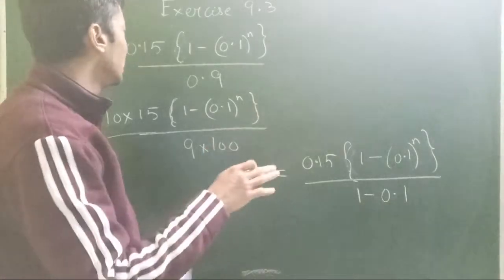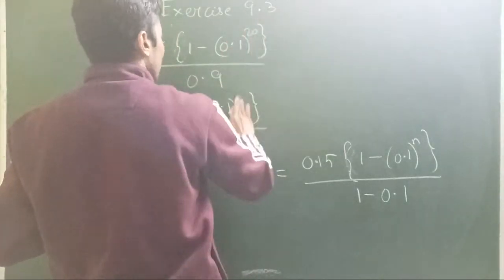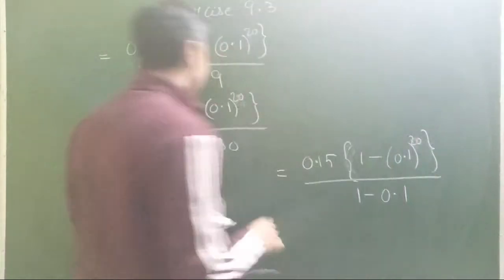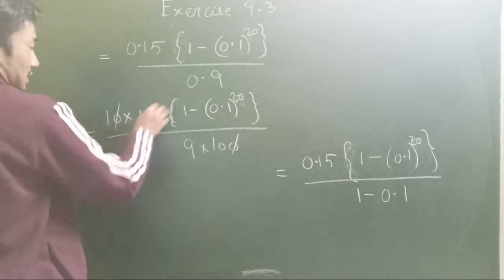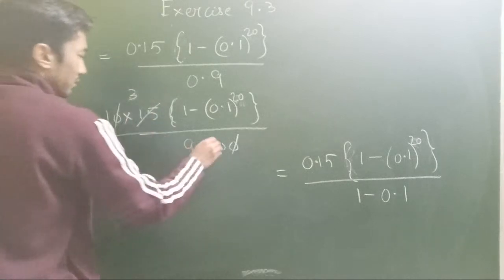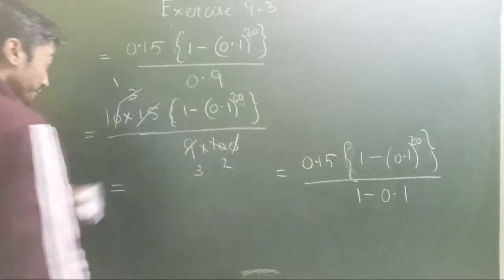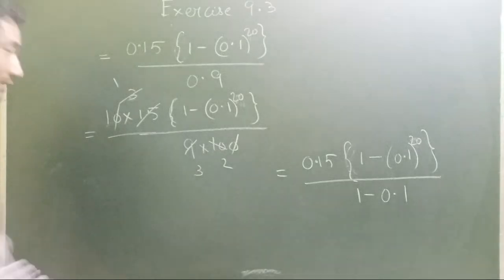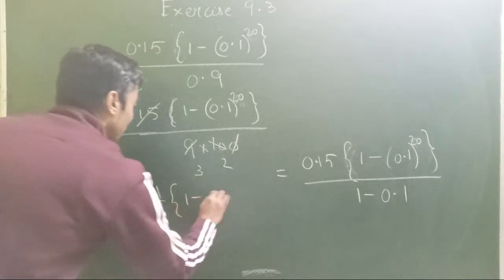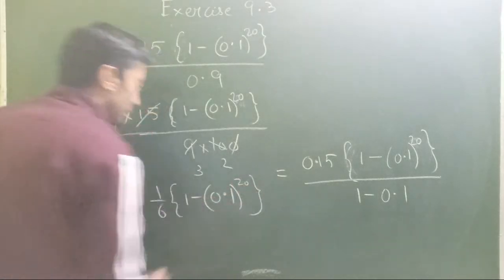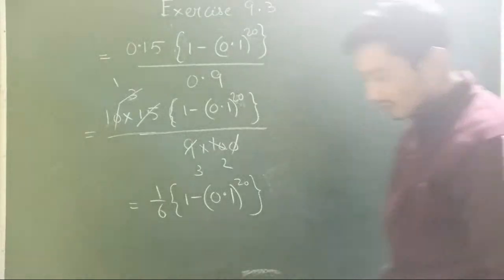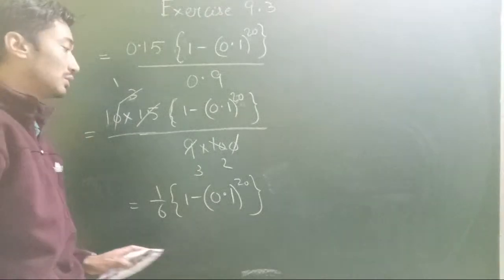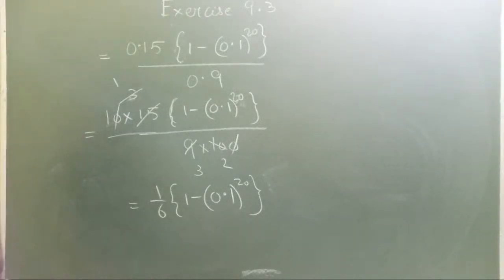But of course, we have to go up to 20 terms. I forgot to do that, but it will not make much difference. You can replace n with 20 because we are told to find the sum up to 20 terms. 3 3s are 9, so that gives us 1 by 6, into 1 minus 0.1 whole power 20. Since we are told exactly how many terms to find the sum to, n will be 20. So you can always replace that with 20.